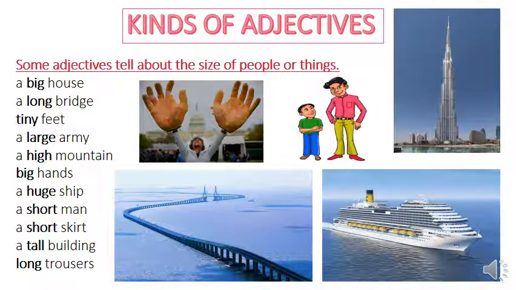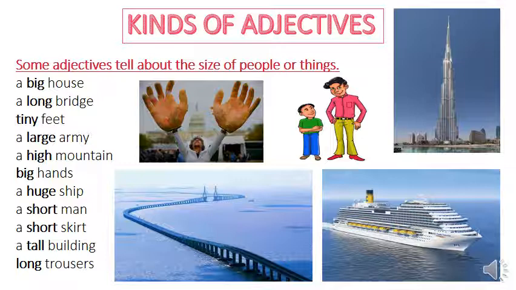Now we move to the kinds of adjectives. As I told you at the beginning of the lecture, there are many different kinds of adjectives. The first kind is the adjectives that describe the size of people or things. So we can say a big house. Big is an adjective. So a big house means I'm describing the house.